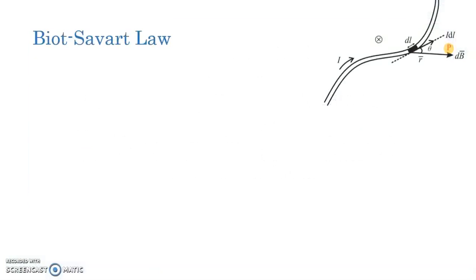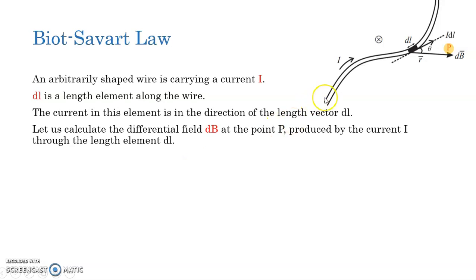Hello students, in this session we will be studying Biot Savart Law. We have studied that a current carrying wire produces magnetic field around it. Consider an arbitrarily shaped wire of length L. This wire is carrying current I through it. dl is the small length element of the wire.